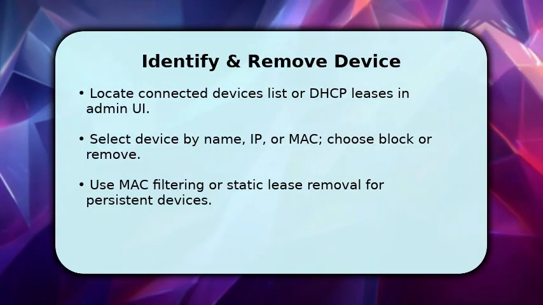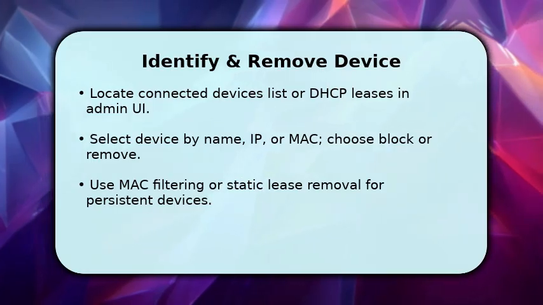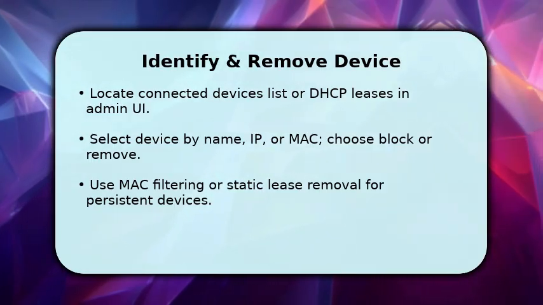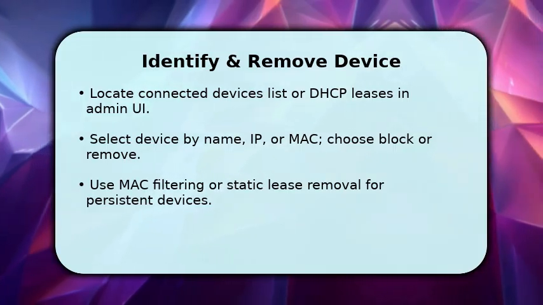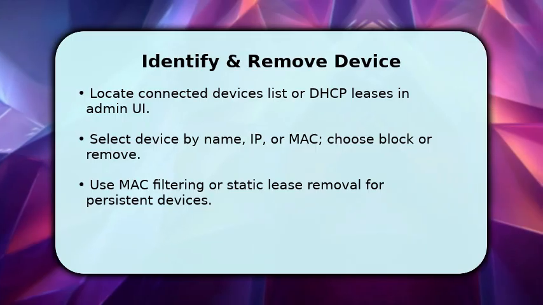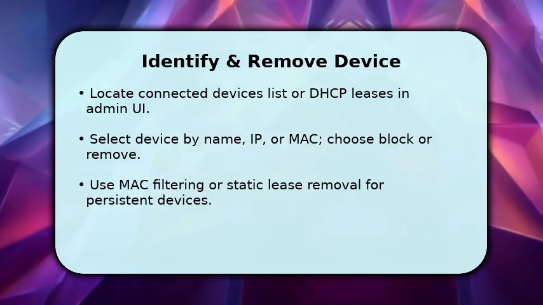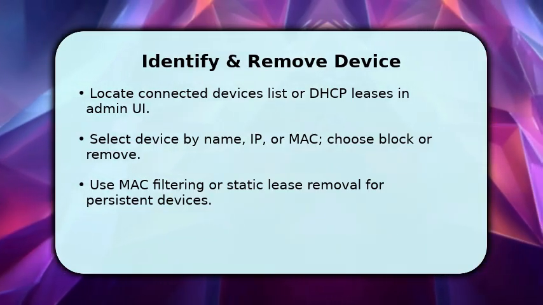Once identified, choose the Remove, Kick, or Block option. This severs the current association immediately. For persistent reappearance, add the MAC to a deny list or remove its DHCP reservation so it cannot acquire an IP. Make sure to apply and save changes.